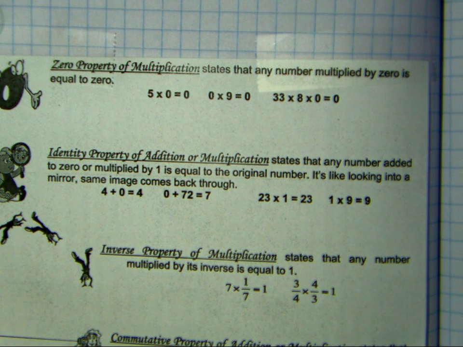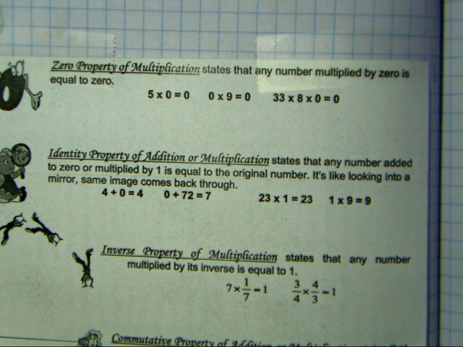And then we have the identity property. The identity property is the property that has the little girl with the mirror. She's a little self-involved. She focuses on herself, just like the identity property of addition or multiplication. It is basically that anytime you add a 0 to a number, or you multiply a number by 1, you're going to get the same number back. So 4 plus 0 is 4. 4 times 1 is 4.